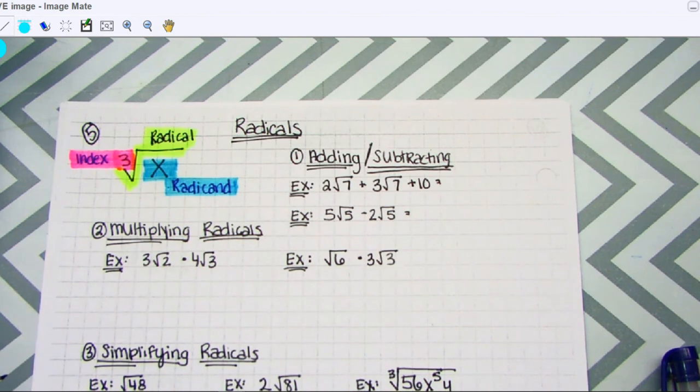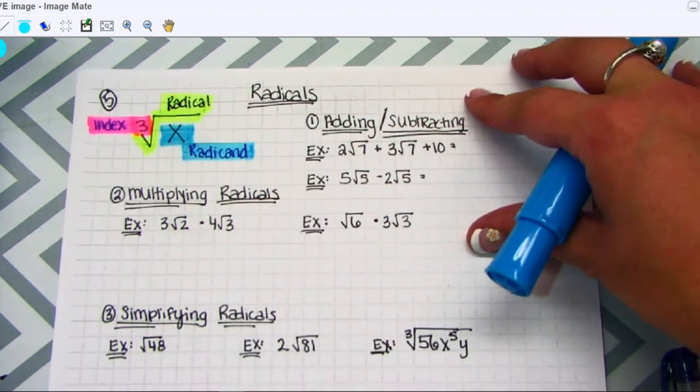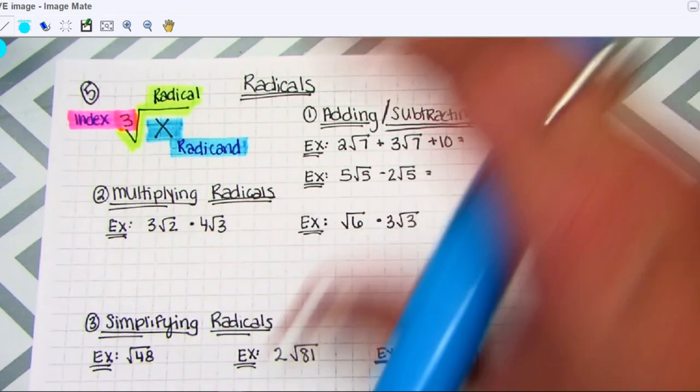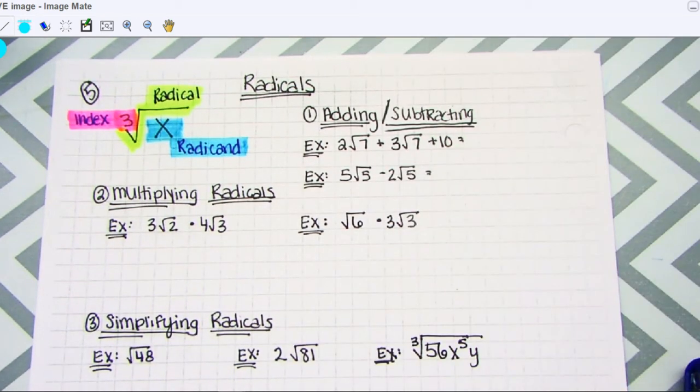So we have the radical, which is the square root symbol or the root symbol. The index is the tiny number that is shown. If it's a 2, we don't write it, then we just call it a square root. If it's a 3, we call it a cube root. And the underneath stuff is called a radicand.